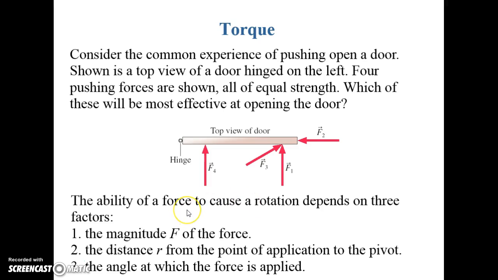And so the ability of a force to cause a rotation depends on three factors. It depends on the magnitude of the force, so how big it is, and these are all the same. The distance r from the point of application to the pivot. So if you're close, that's not going to give you a big ability to rotate the door. These two would be the same, but then they have a different angle. And you can think about this as components. Here you want the force to be perpendicular if possible, so there is a piece of this force that is perpendicular, but it's only a tiny piece. It would be right in here.